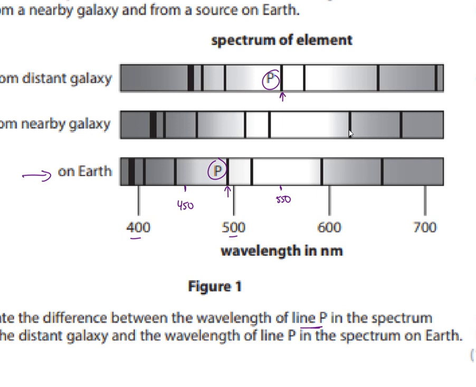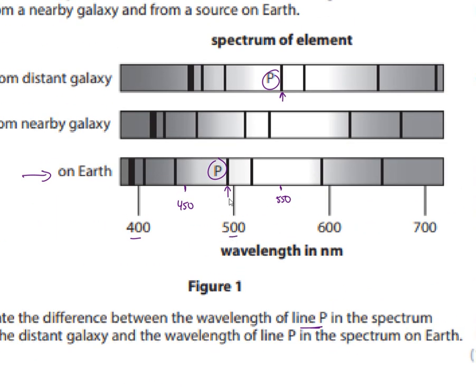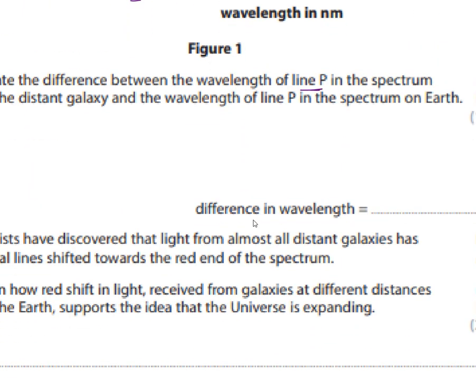Okay. So you can see that line P is very close to 500, isn't it? So what I can do is I can say that line P is at maybe 490. So this is going to be 490 there, and this one is just on 550. So therefore, the difference would be, okay, and then you just use a calculator, and this will give me 60. And this is just the answer straight away.